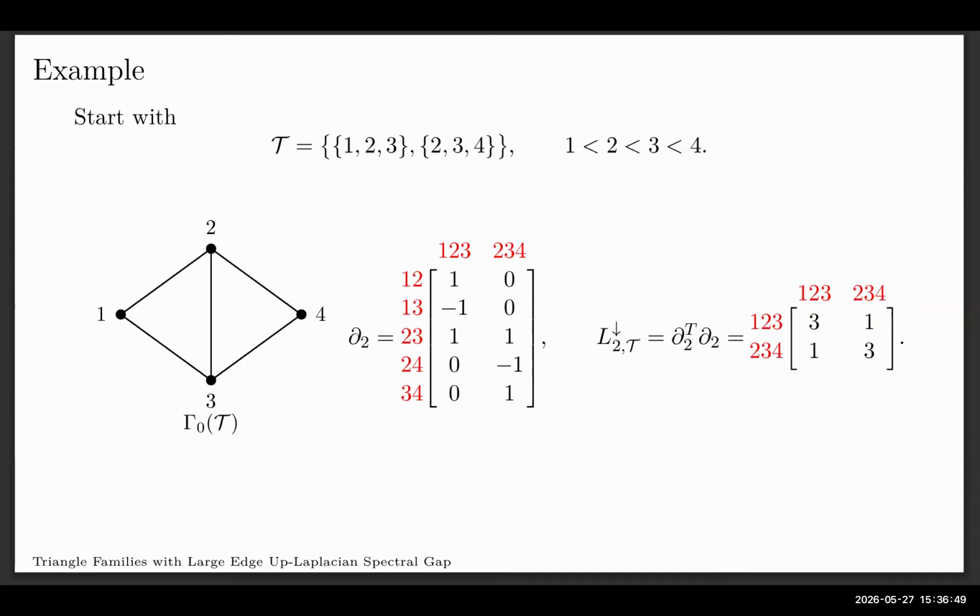And then the matrix, this is the partial 2 matrix, the boundary matrix. It has 2 columns indexed by the triangles 1, 2, 3, and 2, 3, 4. And the rows are indexed by all the edges that appear in this graph. And as you can see, the signs are what they should be. It's 0 whenever the edge is not contained in the triangle, and 1 or minus 1 depending on the sign convention. And we get the corresponding triangle down Laplacian, is what I'm calling it.